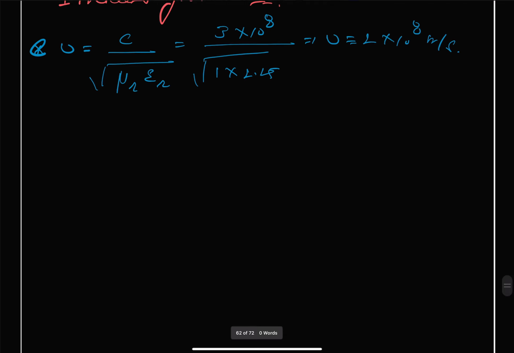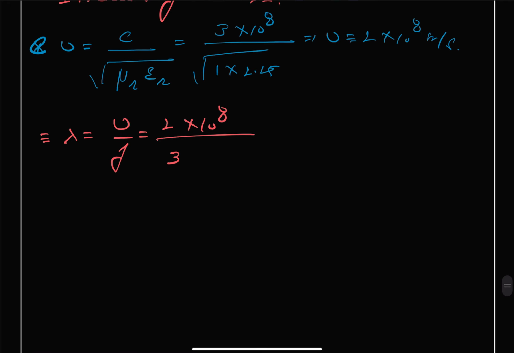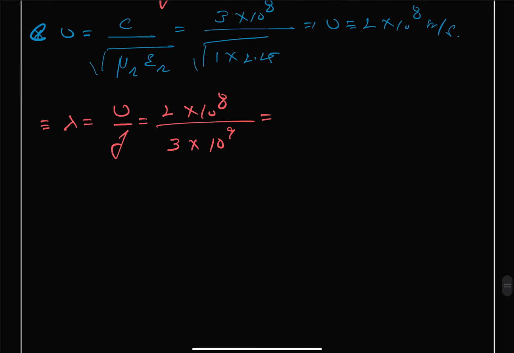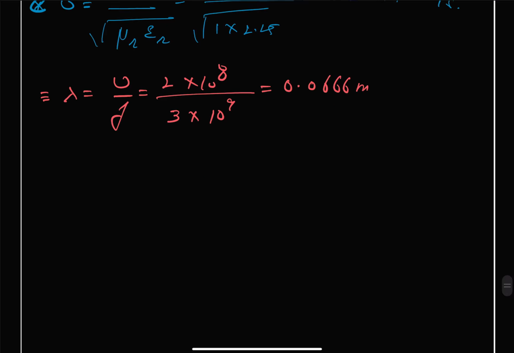Now we can easily find out the wavelength. Lambda is equal to v upon frequency. So this is 2 into 10 to the power 8 and frequency is 3 into 10 to the power 9, will be equal to, this can be written as 0.066 meters, but the option that is given is 10 to the power minus 2.